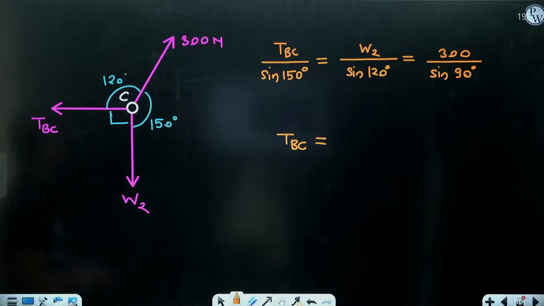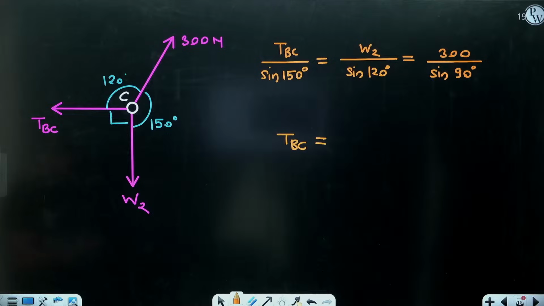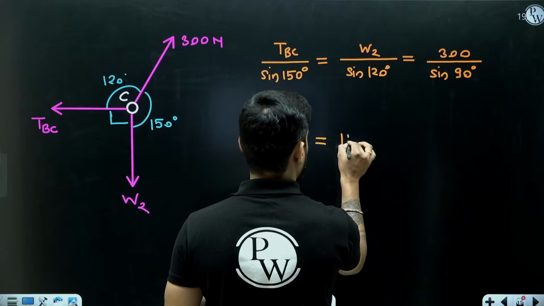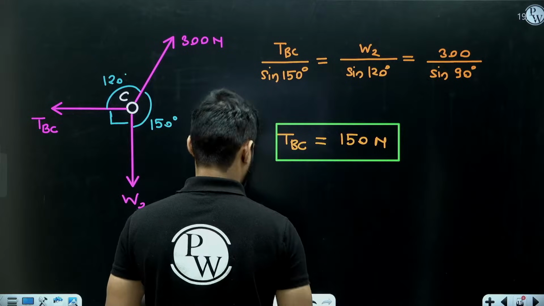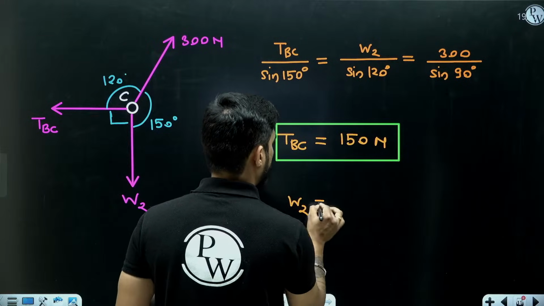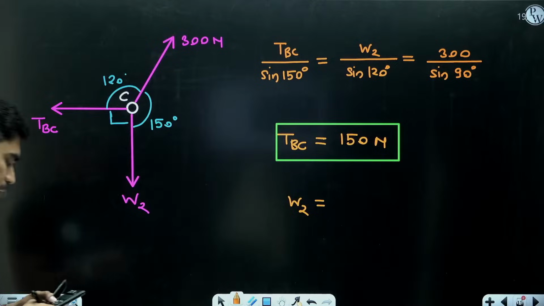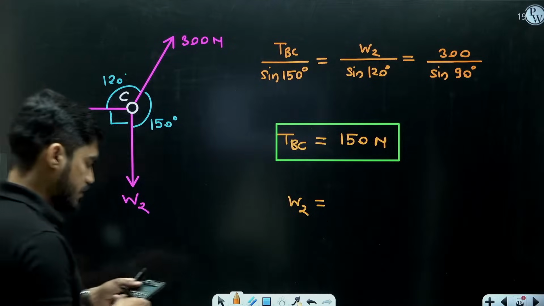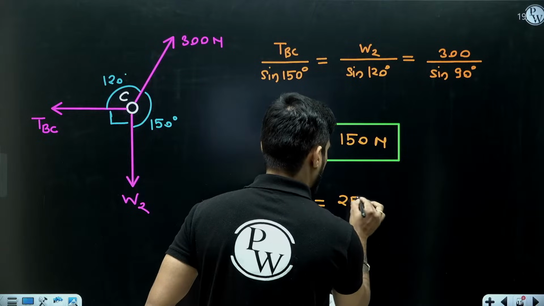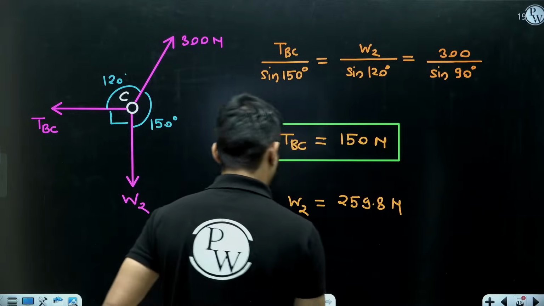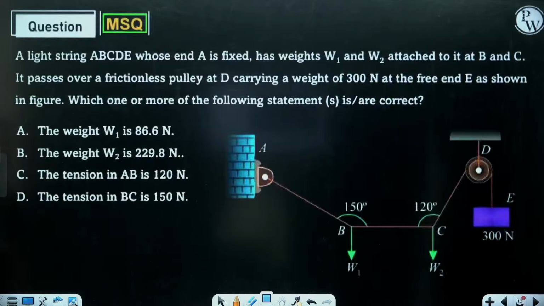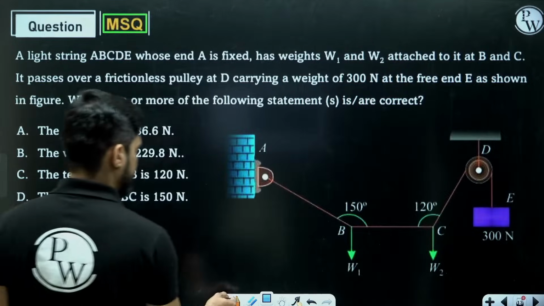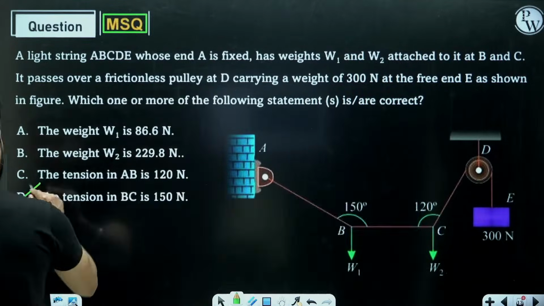TBC by sine 150 equal to 300 by sine 90. So 300 sine 150, you are getting 150 Newton. And W2 will be equal to 300 sine 120 divided by sine 90. So this is 259.8 Newton, almost 260 Newton. So tension in BC is 150 Newton. So this is correct. This statement, D statement, is correct.